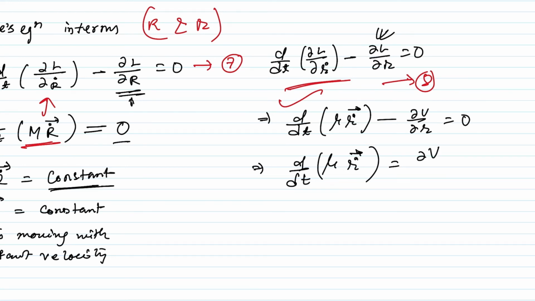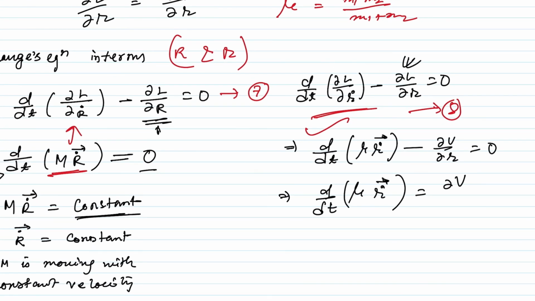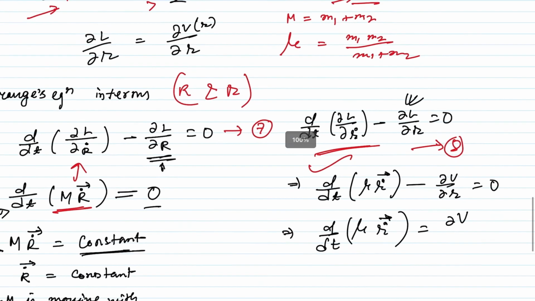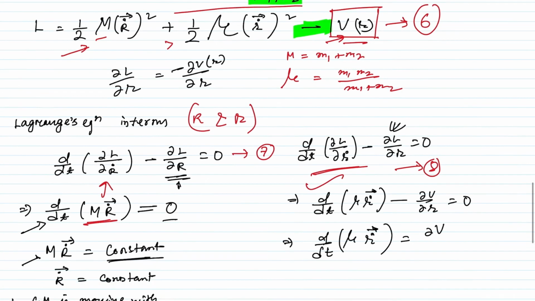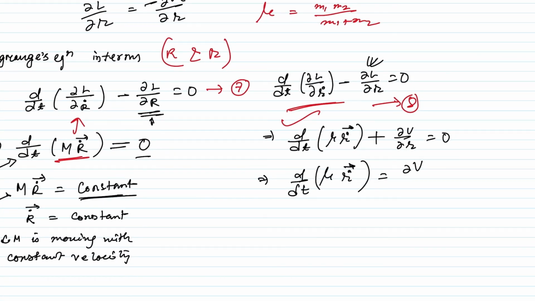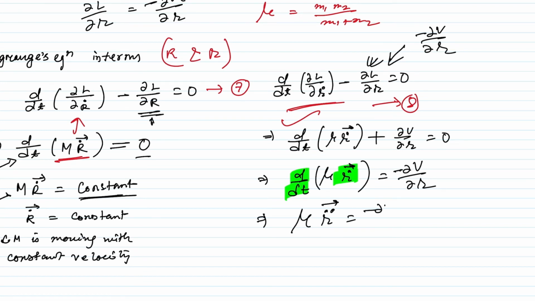So here one more thing. Here you see this is a negative sign, so if you put negative here, this sign will be positive. If you put here minus del V by del R, then it will be positive, and on the other side it will be minus del V by del R. So if you find the time derivative of this r dot, it will be mu r double dot vector minus del V by del R, and this is a function of R.